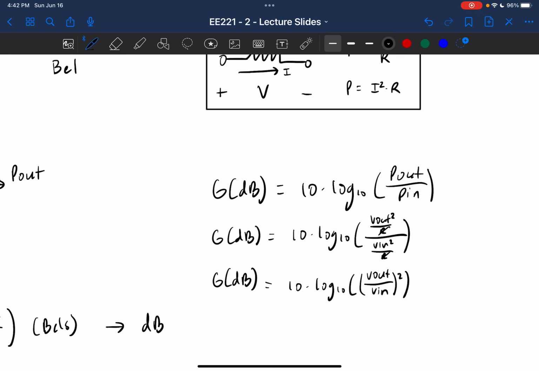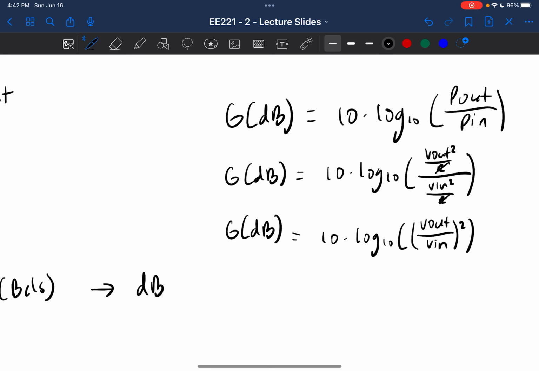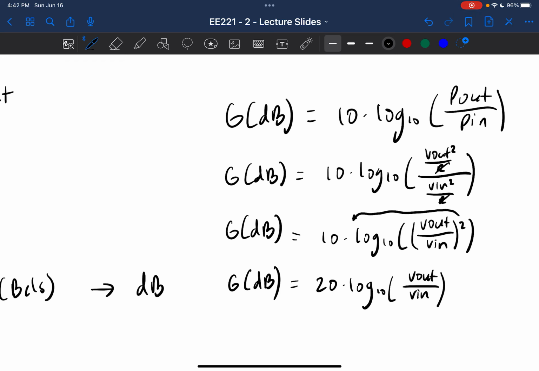If I remember my log rules, I said that the log of x to the n is equal to n times the log of x, right? I can take this n and basically pull it out as part of my log rules. And so I'm going to do that. I'm going to pull this 2 out. And what I'm left with is that my voltage gain, not my power gain anymore, my voltage gain in dBs is equal to 20 times the log base 10 of V out over V in.